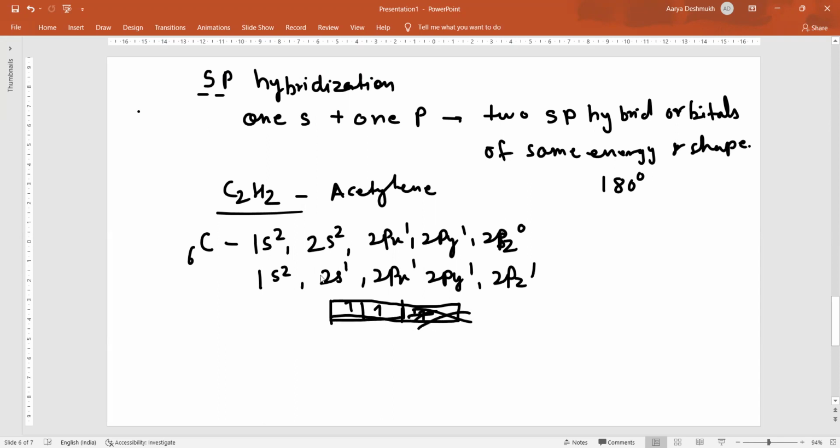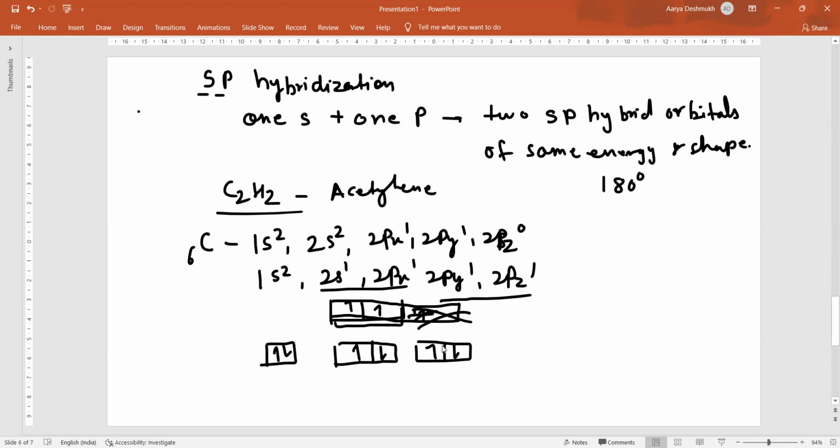These two, that is 2s and 2px1, they combine to form two sp hybrid orbitals, and these two remain as they are. So I'll draw it again. This is 1s2 here, then this 2s1 and 2px1 combine together, and this 2py1 and 2pz1 remain as they are. That is in the unhybridized state.